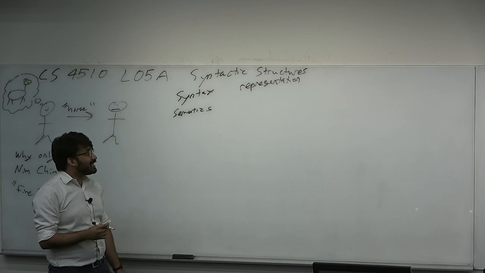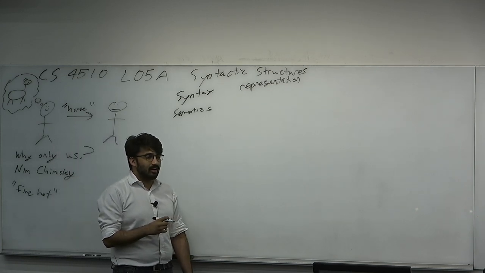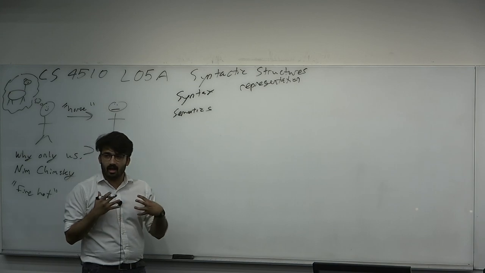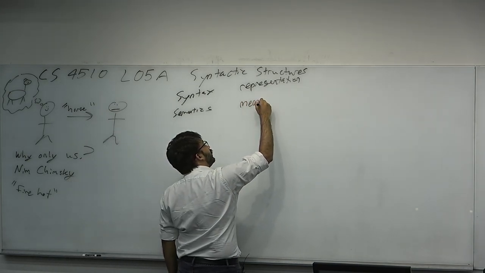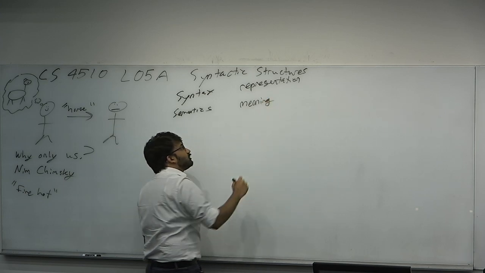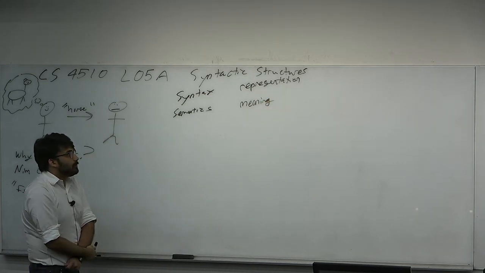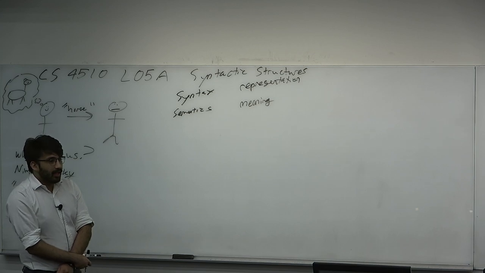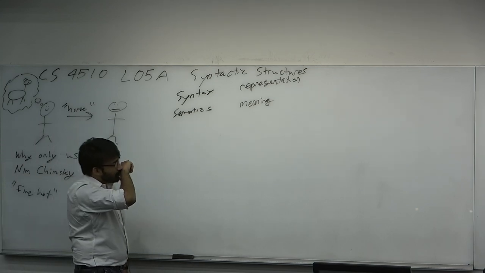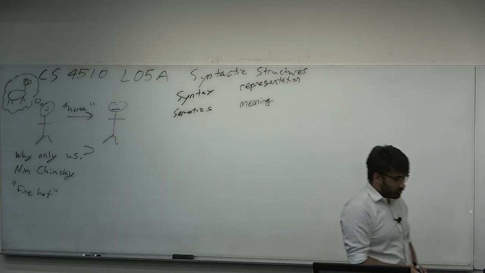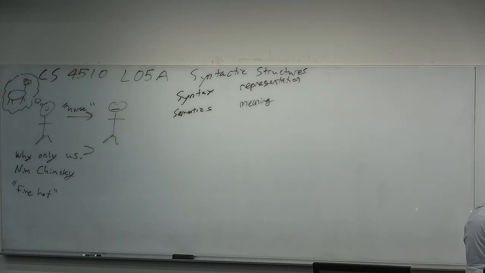But semantics is a property of the sentence that is not about its description, but about its meaning. So perhaps it could be whether the sentence is true, whether there's an implication in the sentence, or an intonation, a meaning that is communicated with the sentence. And we'll talk in more detail about these two properties and what the interplay is with each other.